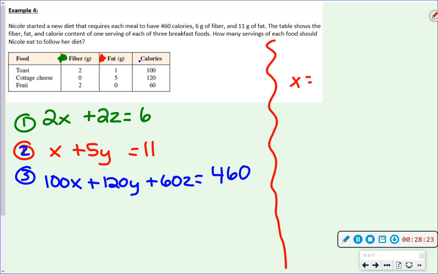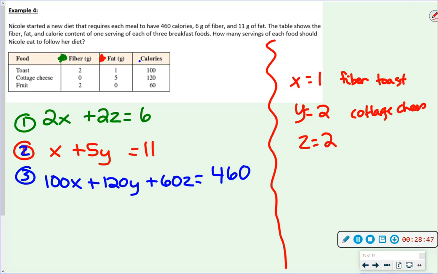Okay, x you end up with 1, y is 2, z is 2. And I should probably label these. How many servings of each food should she eat? So that's our 1 for, of course, our toast. Let's just cottage cheese, whatever. And then let's do fruit. I'm not going to get too crazed on the label.